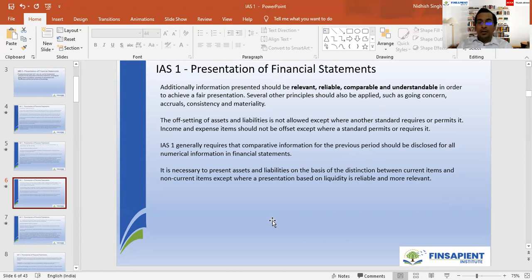Now, there are other principles that need to be applicable, such as going concern, accrual, consistency, and materiality. We'll talk about all those items separately.